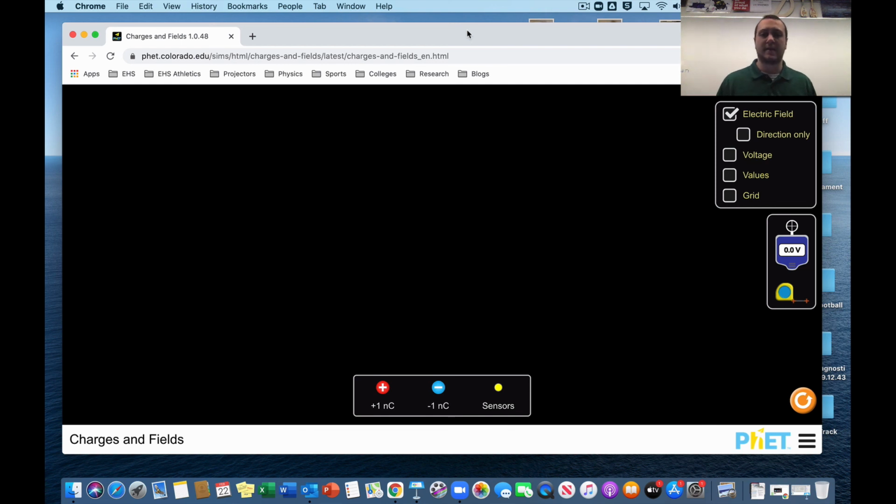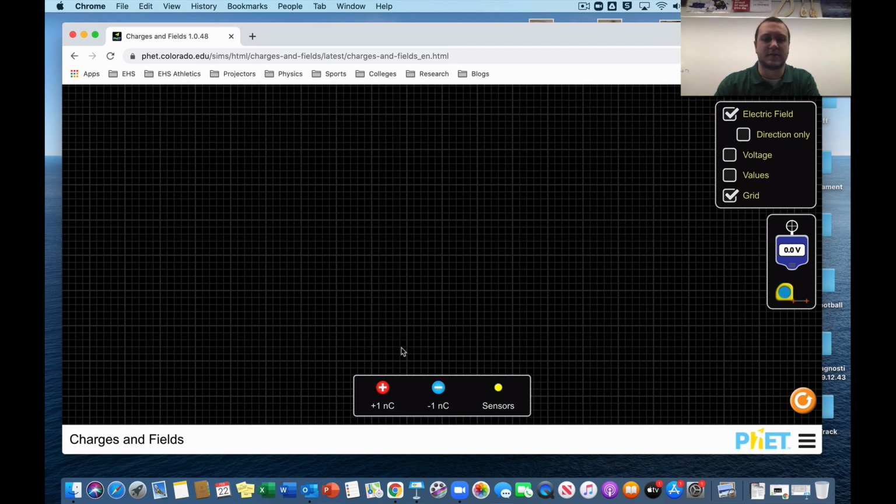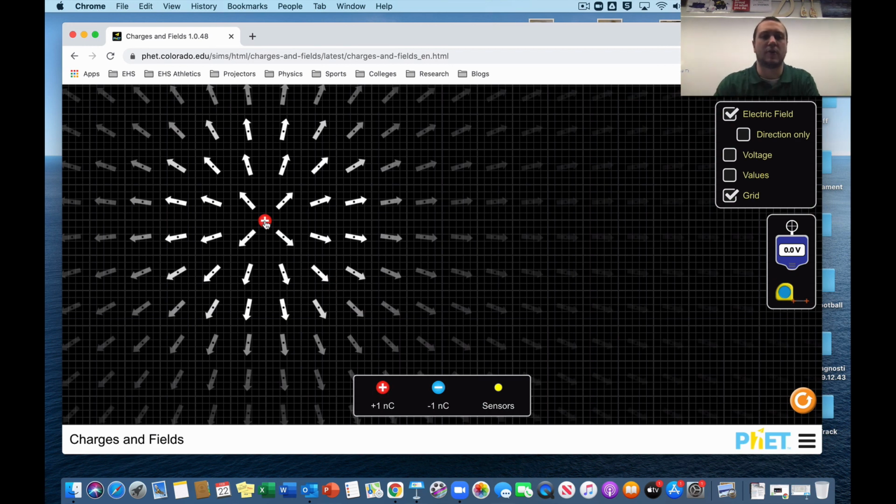Now, as we look at this example here on PhET, right? We've used these PhET simulations a fair amount. We've got our charges in the bottom. We have our sensor here that we can use, and then we have just a few options, right? So I'm going to go ahead and turn on the grid just to put that on, and I'm going to put a single positive charge out here.